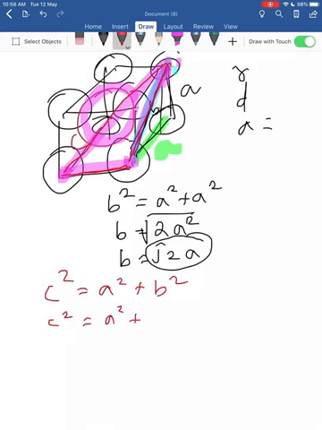We have already calculated that b square is 2a square. So c is equal to root 3a. So now we know that c is equal to root 3a, and c is the total distance from here to there. Now let's see how many radii are present in that.